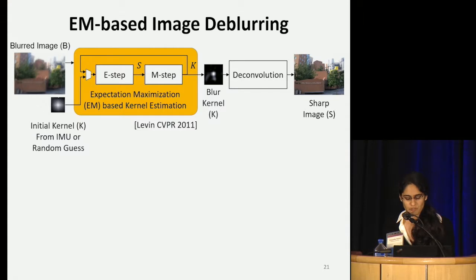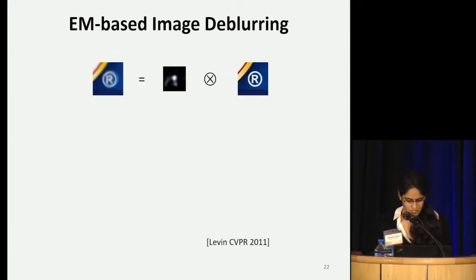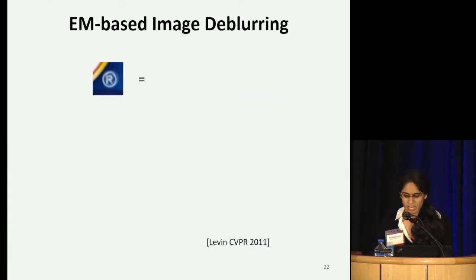Now, there are several ways of doing kernel estimation, and one very accurate algorithm is based on an expectation maximization type algorithm. We're not going to go into the details of what the algorithm does, but I will give you a very high-level picture of what it's trying to do. So how does this algorithm work? Your blurred image can be represented as a convolution of your kernel and a sharp image, which you do not know. If we had either the kernel or the sharp image, you could infer the other because you can solve this math problem. But we don't have any of them.